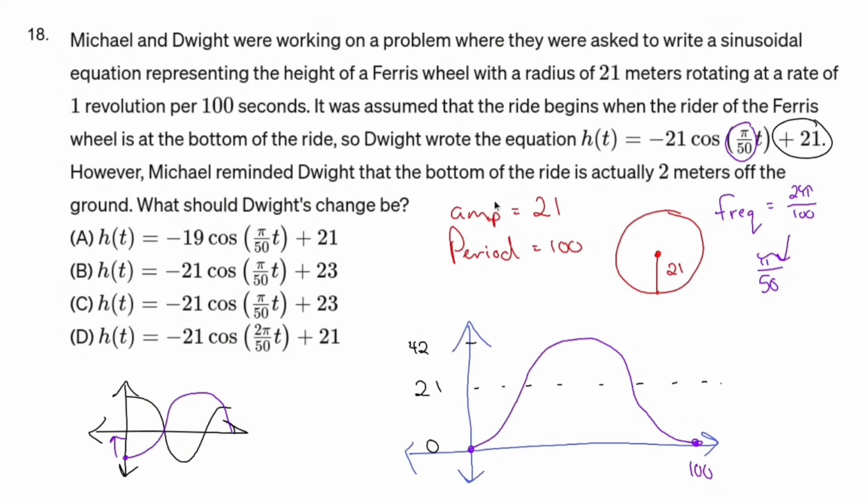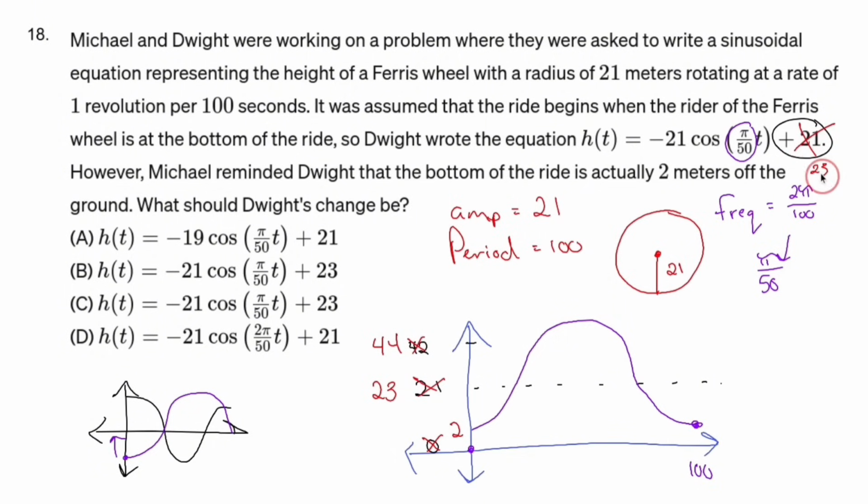Everything seems good. Oh, but Michael swoops in and reminds Dwight that the bottom of the ride actually is 2 meters off the ground. So 2 meters off the ground is going to be up 1, 2, making the midline 23, the bottom 2, and the top 44. Now, how does that change this function? Just the midline. That's it. So all we have to do is change that to 23.